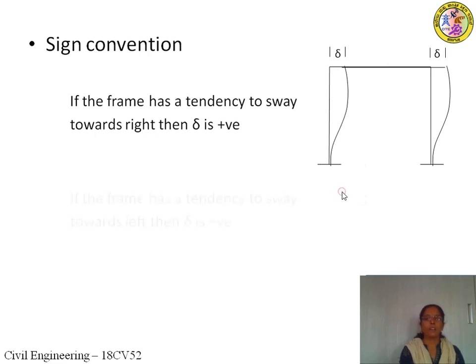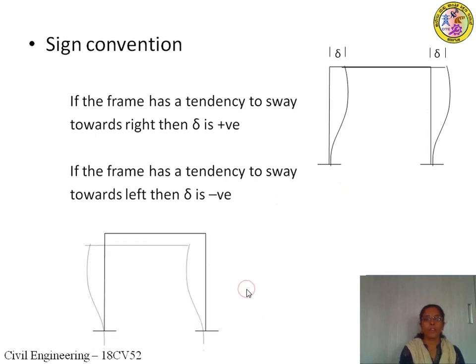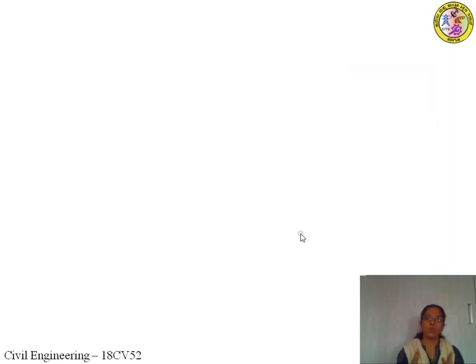Okay. On the other hand, if the frame has a tendency to sway towards left, then delta is taken as negative. So for the same frame, if it is having a tendency to sway towards left, then in that case delta is taken as negative. Okay, so this is the sign convention to be followed in the analysis of sway frames. That means if the frame has a tendency to sway towards right, then delta is positive, and if the frame has a tendency to sway towards left, then delta is negative.